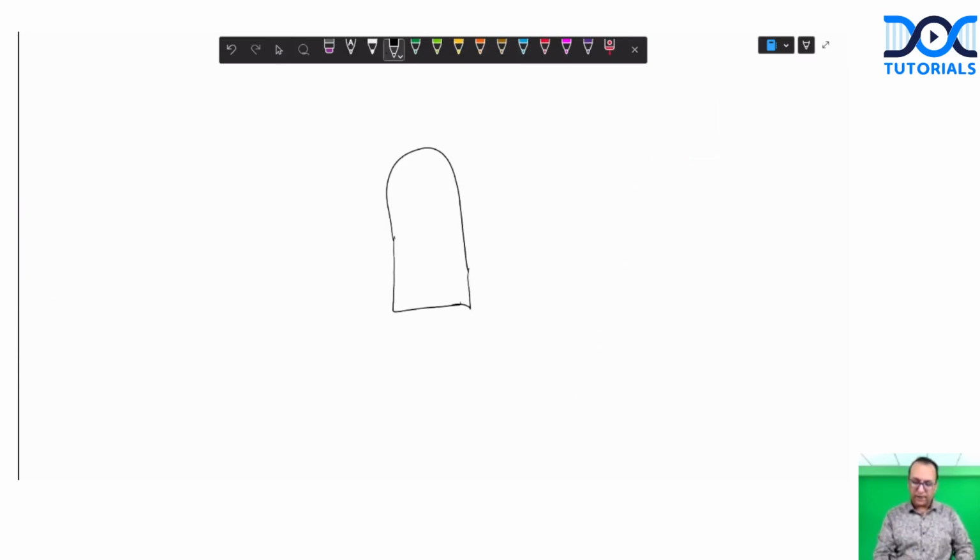And in that tongue, you'll find there's a sulcus terminalis. And where is the sulcus terminalis? Sulcus terminalis is in the tongue, separating the anterior two-third of the tongue from the posterior one-third of the tongue, developmentally.